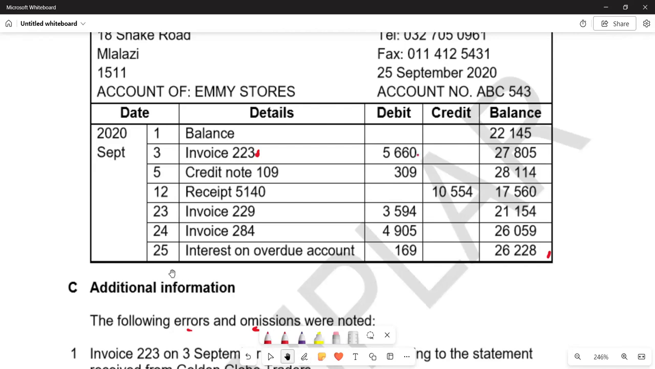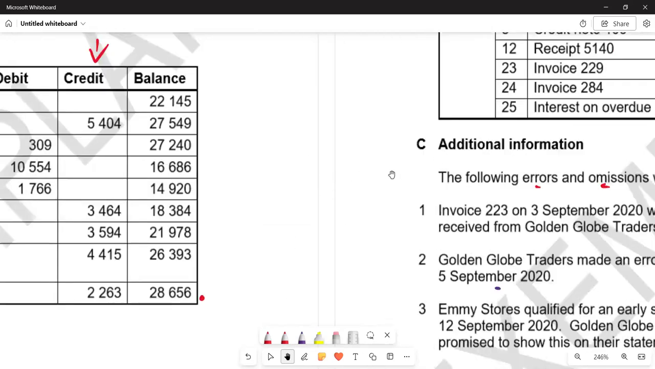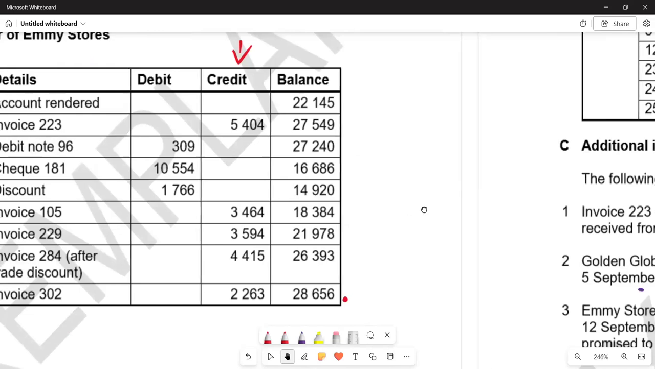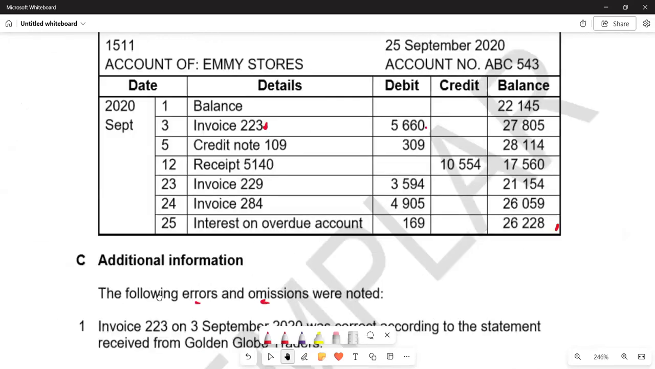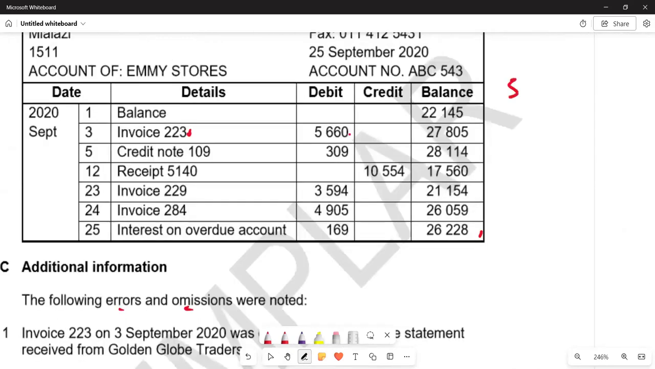But if you go to the ledger, they are saying it's wrong. If you go to the ledger, you'll see that invoice 223 is entered as 5,404. So you see that this figure is different from the one we have in the statement of account, which is correct. This is a smaller figure in the ledger, so we have to add the difference so that it goes back to the correct amount, which is 5,660. So basically, we are saying 5,660 minus 5,404. When we calculate, you get your answer as 256.